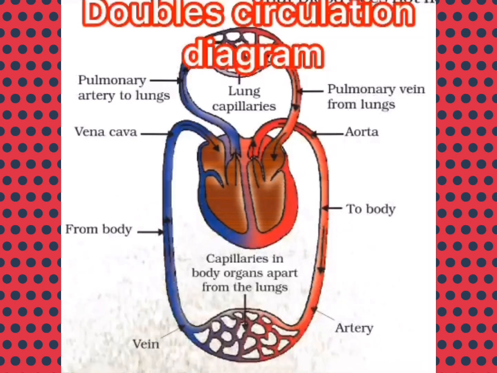In fishes, they have 2 chambers. So the blood pumps only one way, one direction only. But in human, the blood pumps 2 times in the heart. It is called double circulation.